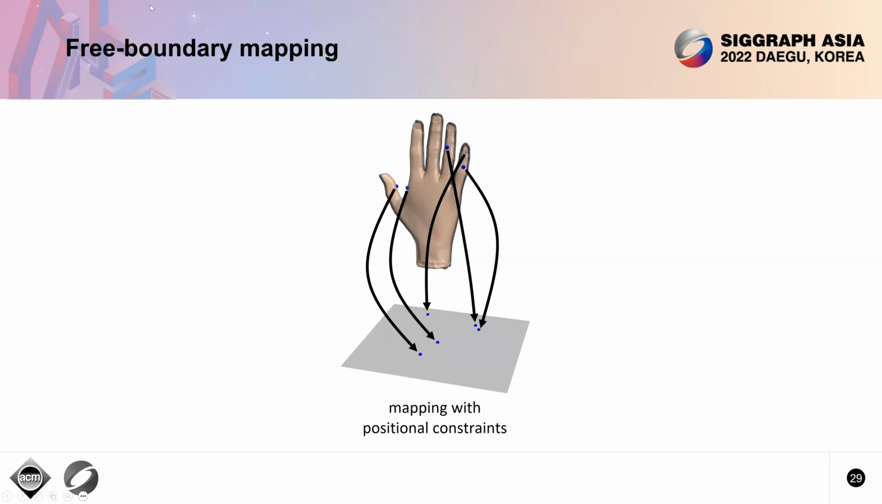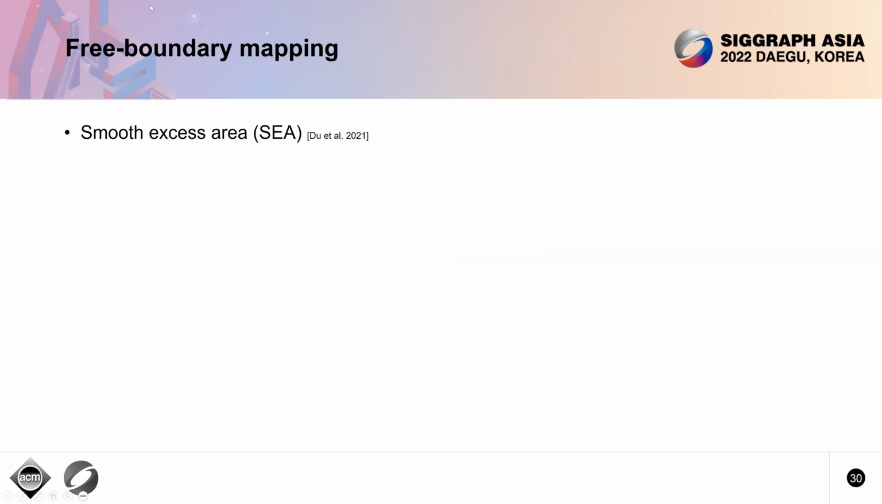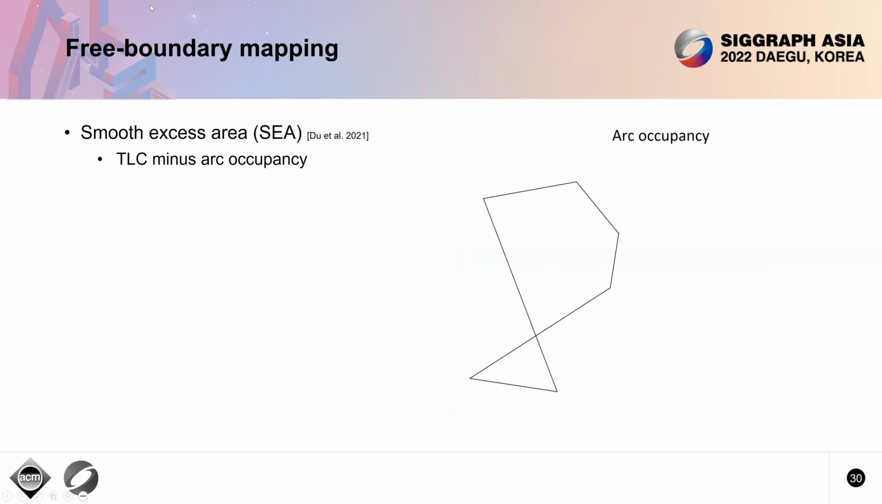Our energy modification can also be used for mapping without fixing the boundary, but with positional constraints. This can be done by modifying an existing energy designed for mapping a triangle mesh into the plane under positional constraints. The energy called the smooth excess area, or SEA, is defined as the total lifted content subtracted by a term called arc occupancy. Arc occupancy is a quantity defined for the boundary of the mesh.